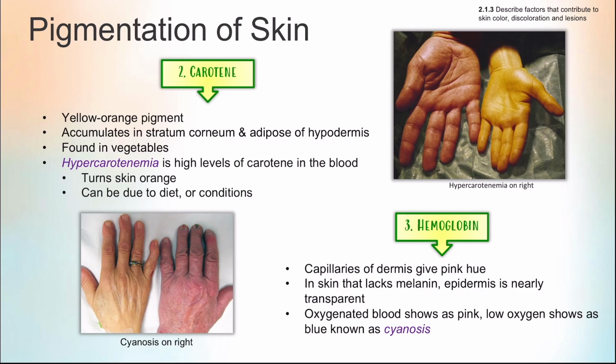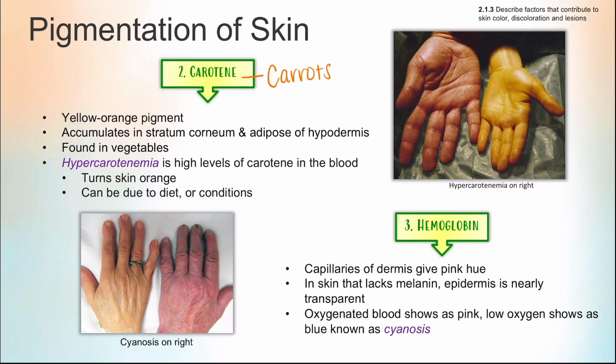All right, looking at our next pigmentation of the skin. So number two is going to be our carotene. So when you hear carotene, the first thing that you guys should think of is carrots. So there's a reason beta carotene sounds a lot like carrots. So beta carotene is going to be a yellow-orange pigment that we find in a wide variety of fruits and vegetables. Primarily, when we talk about carotene being a pigment in the skin, we oftentimes think more of vegetables than we do fruits.